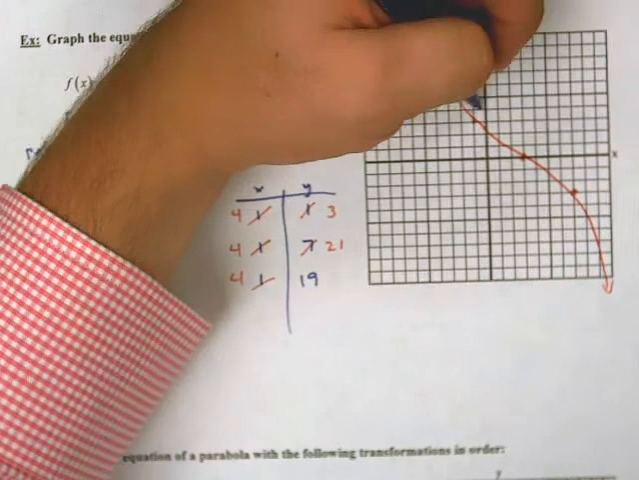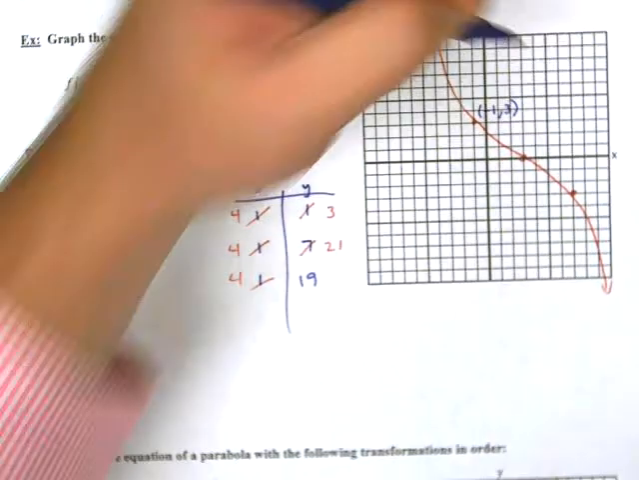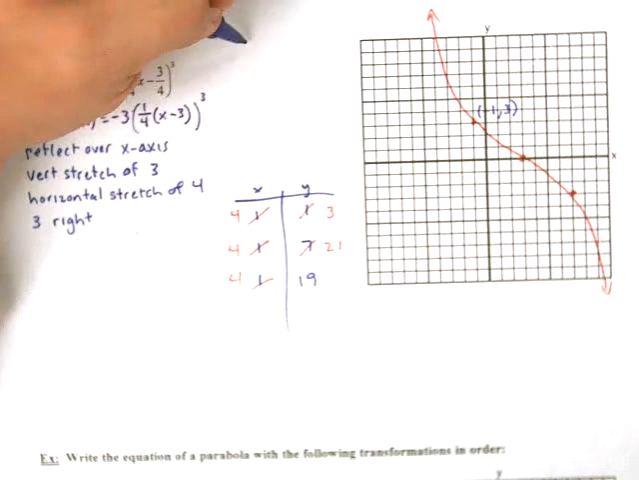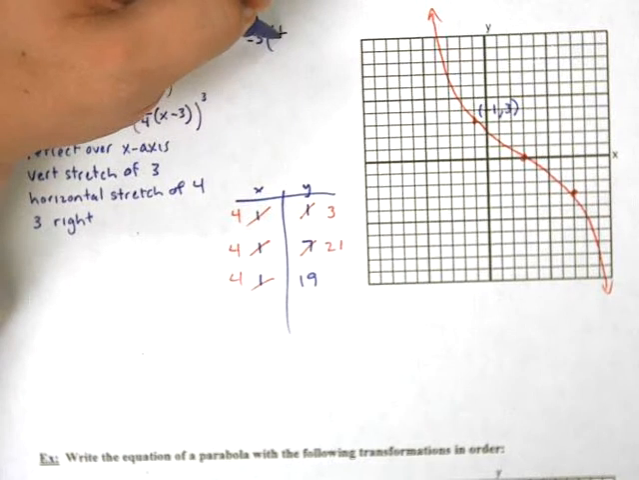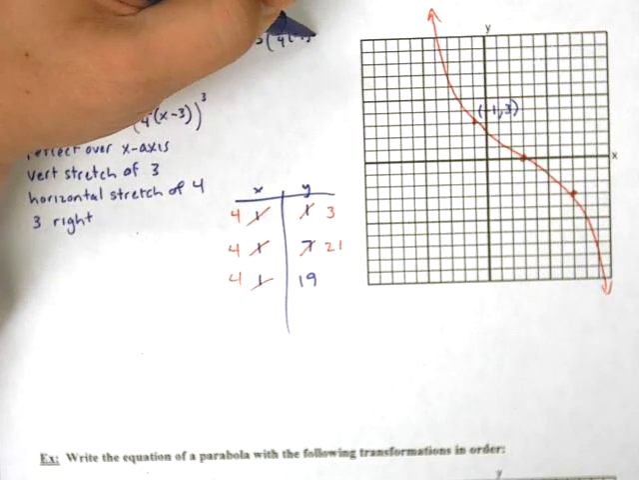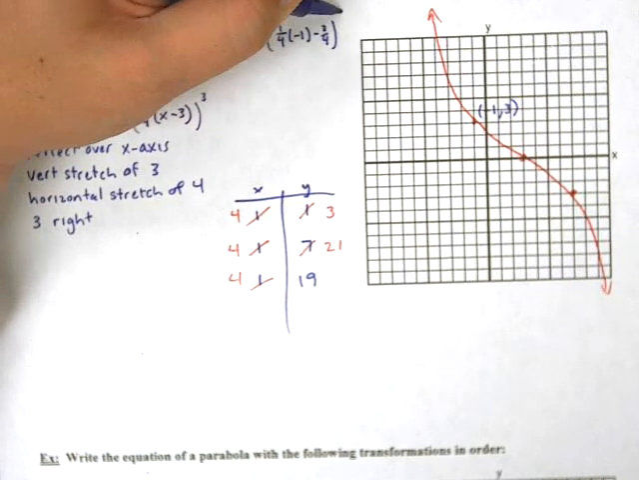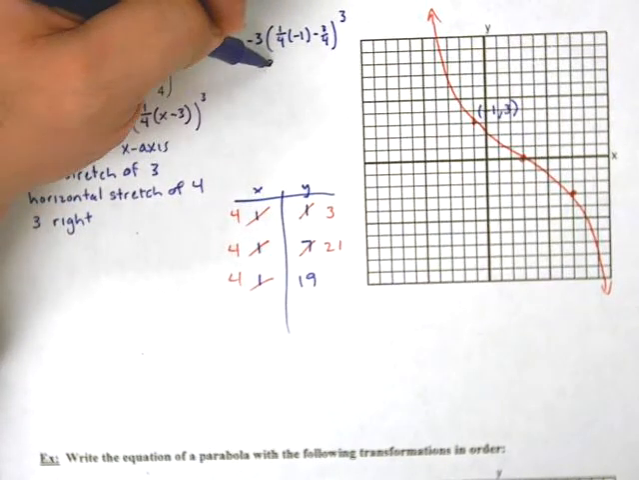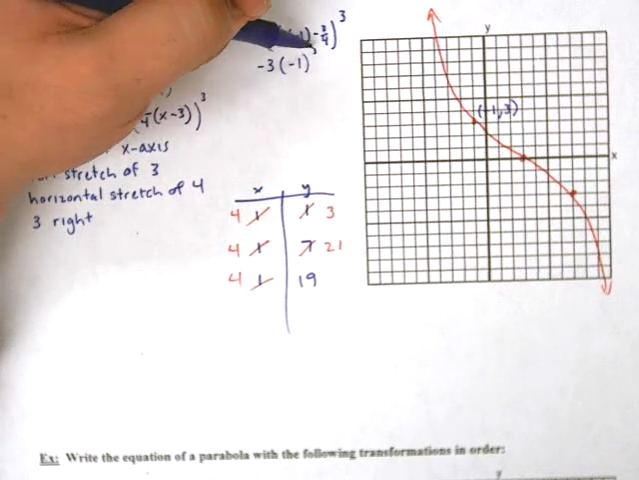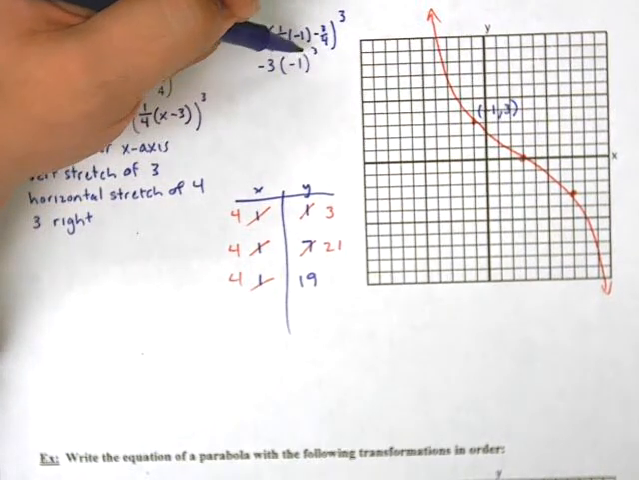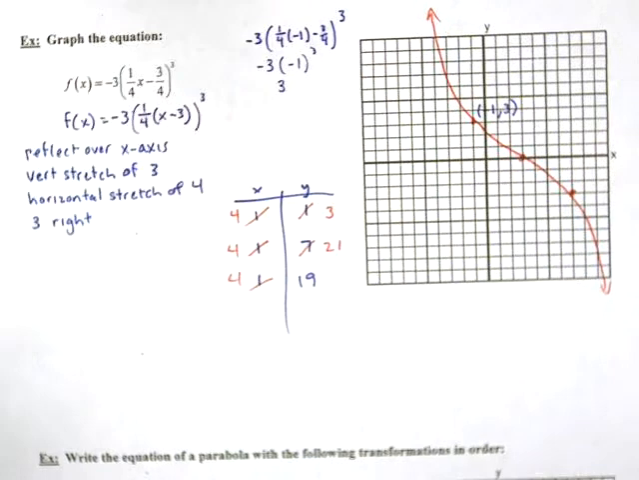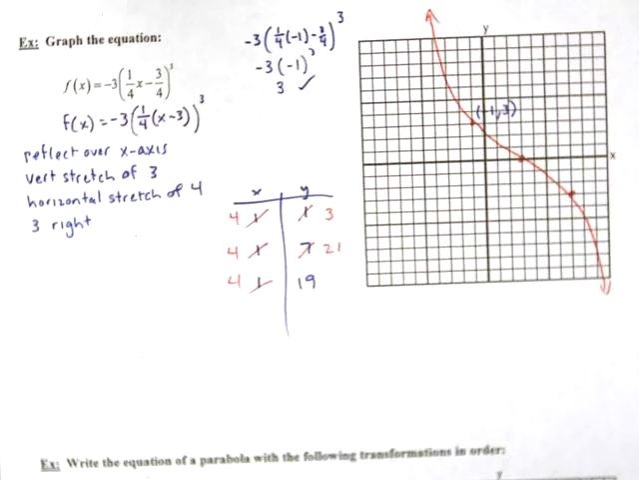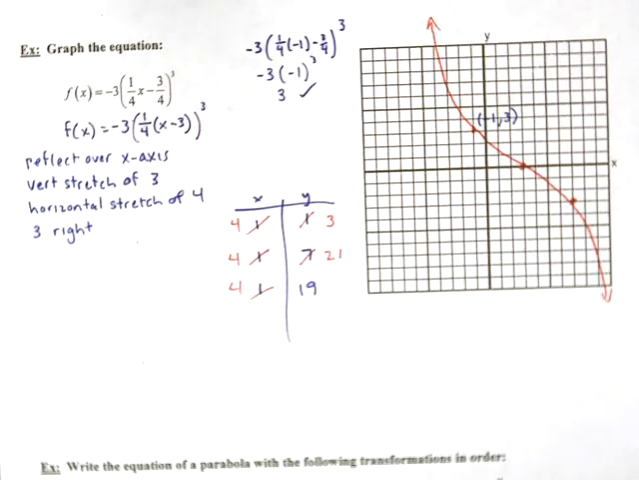Now in this case, again, just to go through this one, if you wanted to test a point, this would be at -1, 3. Well, what happens if we plug in -1? -3 times 1/4 times -1 minus 3/4 cubed? Well, -1/4 minus 3/4, that's just -1. So -1 cubed is just -1. -1 times -3 is +3, and that's what we wanted. Okay? Cool.